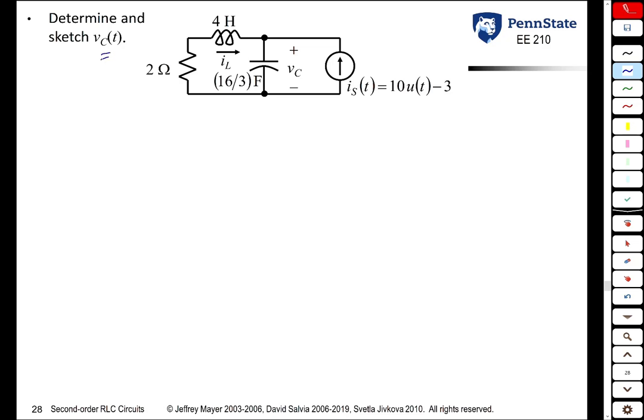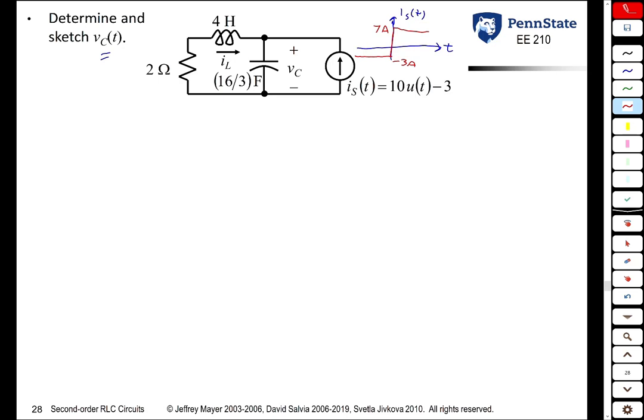The first thing we probably want to do is sketch what the input signal looks like. So Is(t), 10 u(t) minus 3, basically is saying that the minus 3 is always present, and then at time 0, an additional 10 amps kicks in. So minus 3 plus 10 would be 7 amps. In other words, this current source is 3 amps pointing down before time 0, and it immediately changes to 7 amps pointing up at time 0.